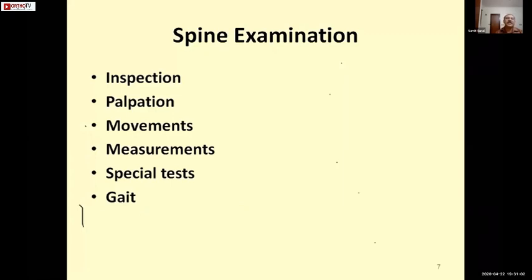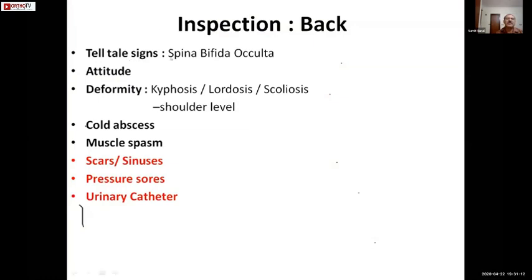So spine examination, we have to do just like any other region: inspection, palpation, movements, measurements, special tests, and gait. So in the inspection, you should look for telltale signs of spina bifida occulta, the attitude, the deformities, cold abscess, and muscle spasms, of which I'll talk a little bit in more detail in the subsequent slides. However, I would like to cover these matters here, especially looking for scars and sinuses, whether they're active or healed, looking for pressure sores, wet sores, and what grade of pressure sores it is. And often the candidate forgets to mention whether the patient has got an indwelling Foley's catheter.